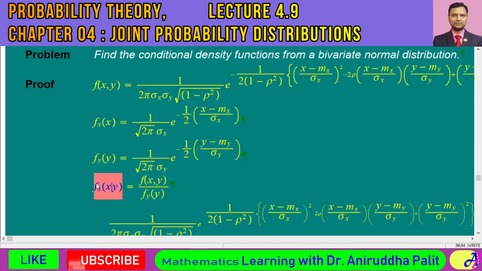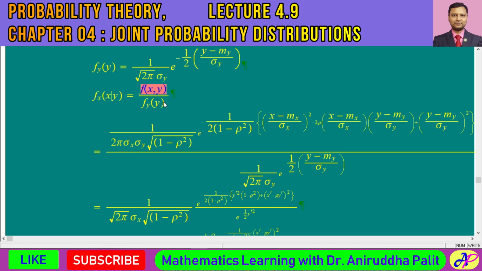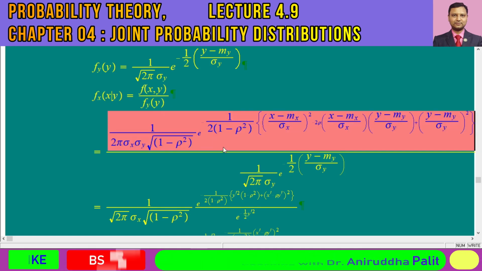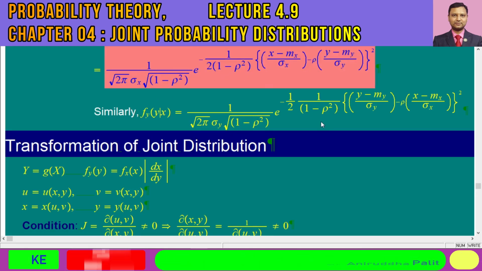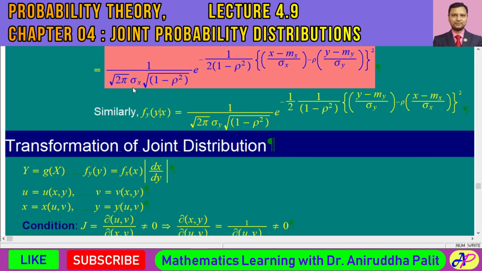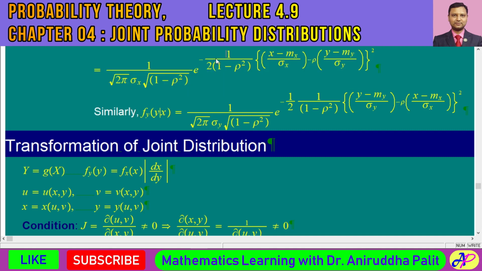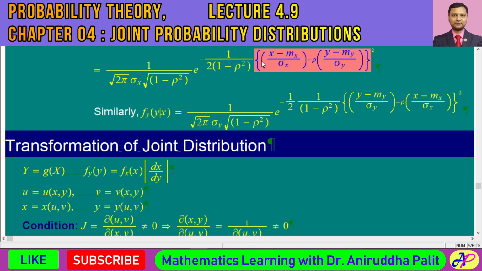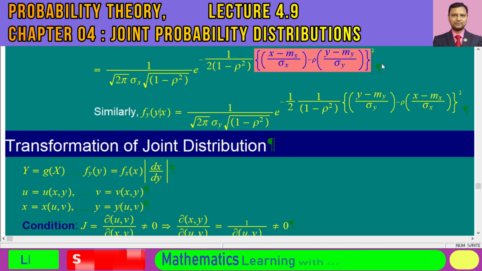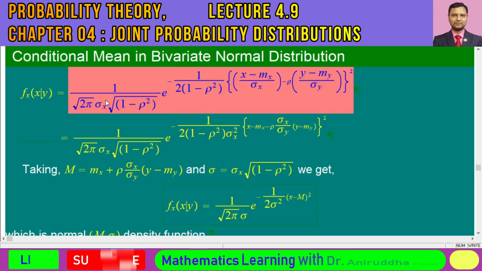Now, if we are interested in finding the conditional density function of X given Y, in that case we shall have to divide this joint density function by the marginal density function of Y. And after division, we proved that the conditional density function can be written in this way: 1 by root over 2π σ_x root over 1 minus ρ², e to the power of minus 1 by 2(1 minus ρ²) into this type of expression. This is the same expression written over here.